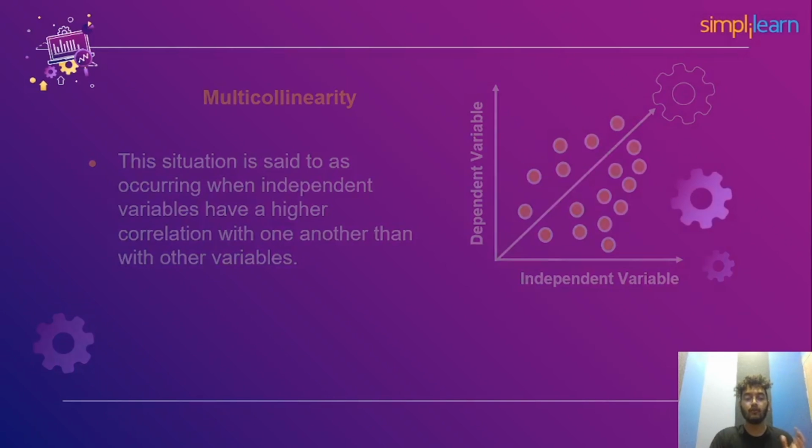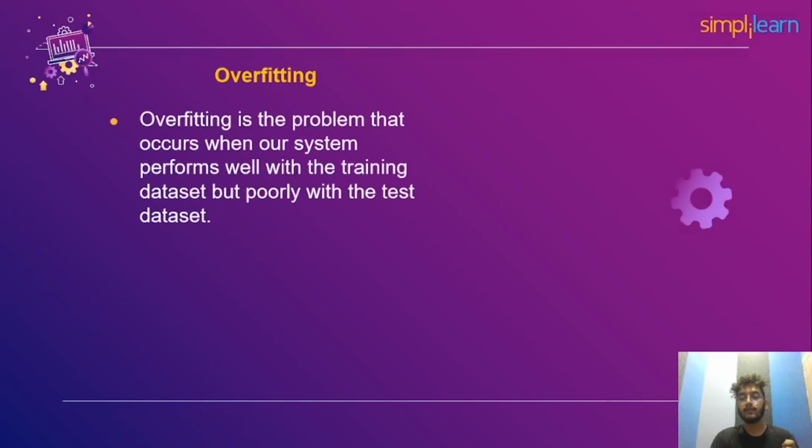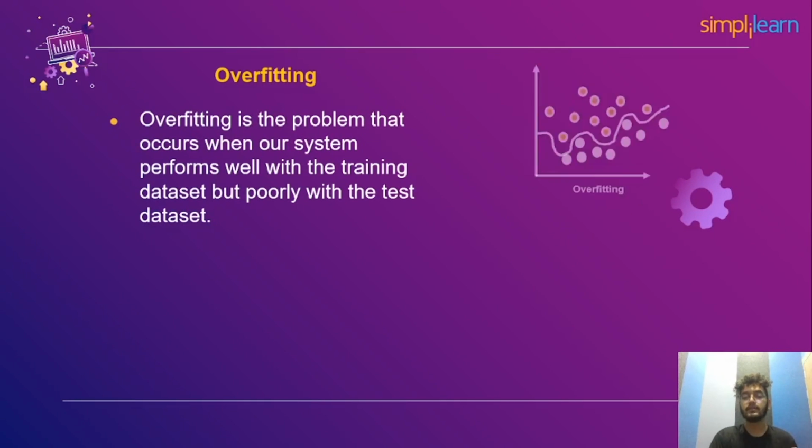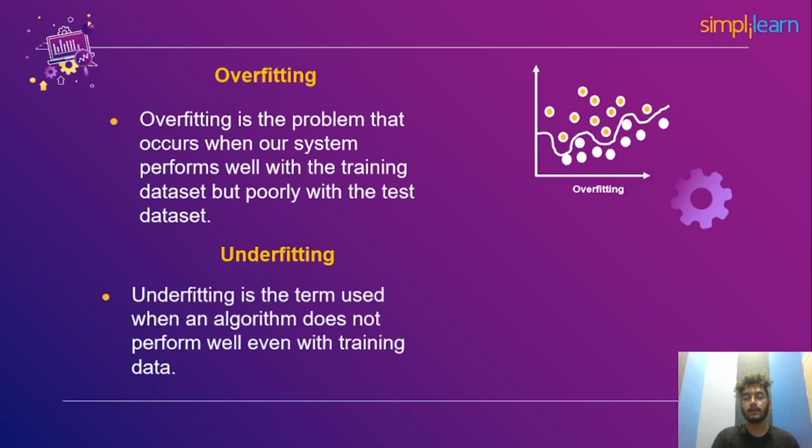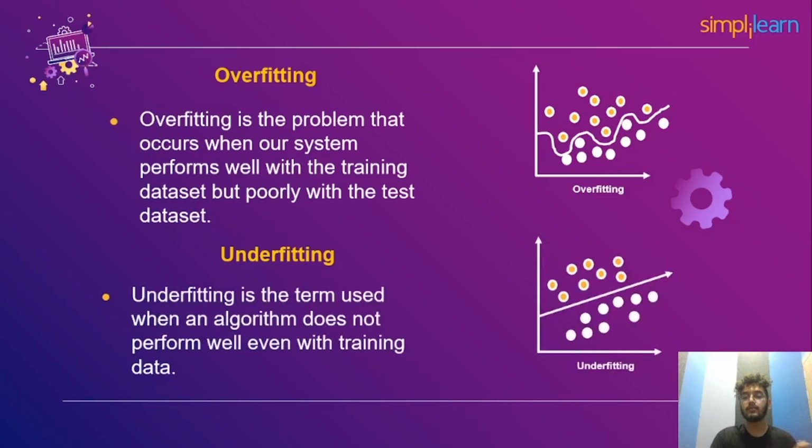And the fifth one is overfitting and underfitting. Overfitting is the problem that occurs when our system performs well with the training dataset but poorly with the test dataset. Underfitting is the term used when an algorithm does not perform well even with the training dataset.